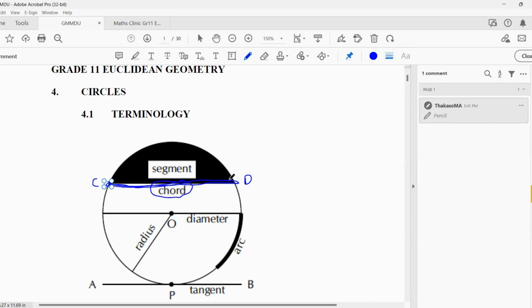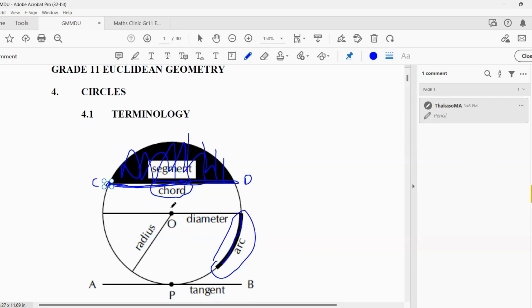Notice that this chord will then give us a part of a circle. That part of a circle, we call a segment. This bigger part will also be called a segment, but a bigger segment. And a piece of a circumference is referred to as an arc.